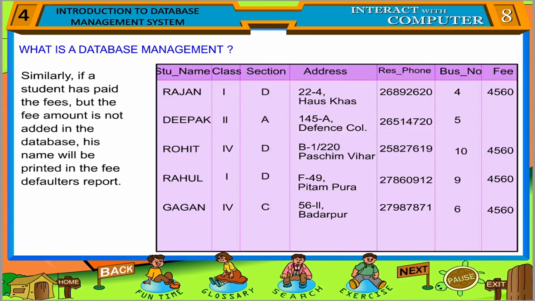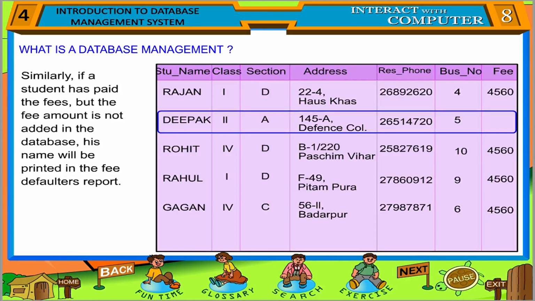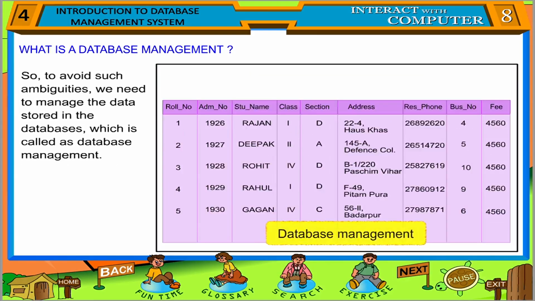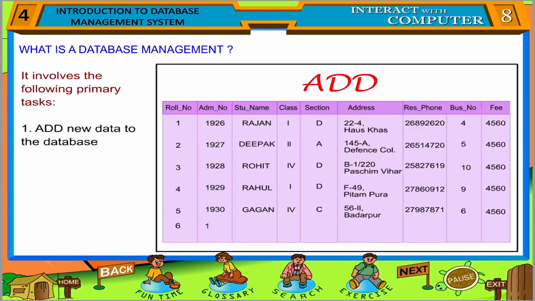Similarly, if a student has paid the fees but the fee amount is not added in the database, his name will be printed in the fee defaulters report. So, to avoid such ambiguities, we need to manage the data stored in the databases, which is called database management. It involves the following primary tasks: add new data to the database.